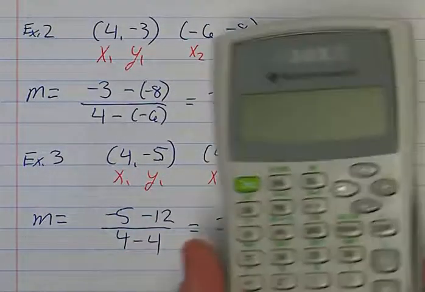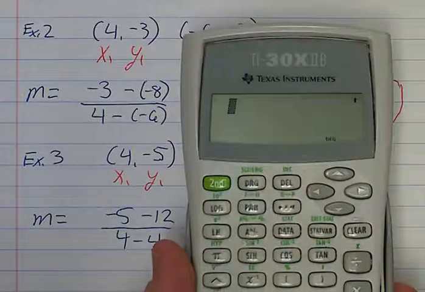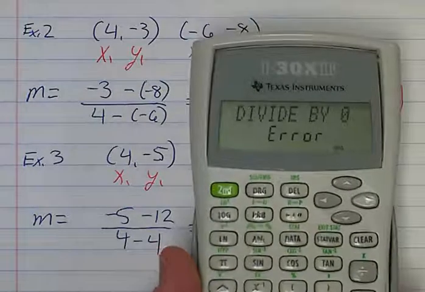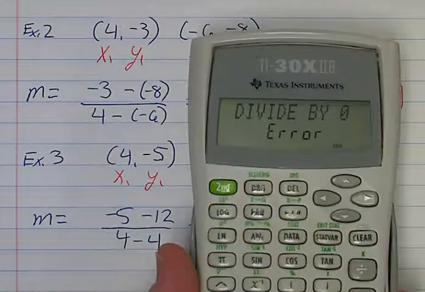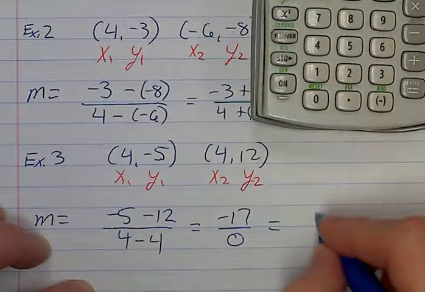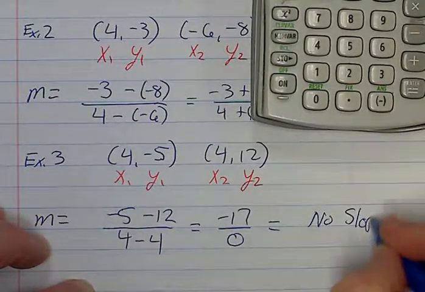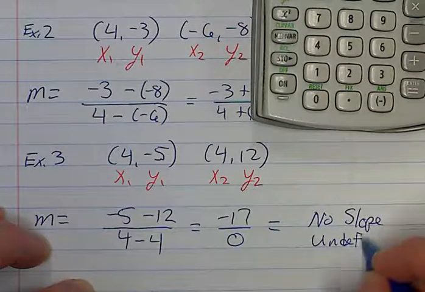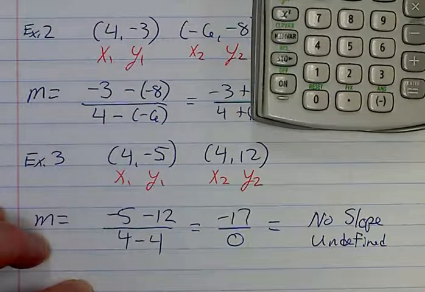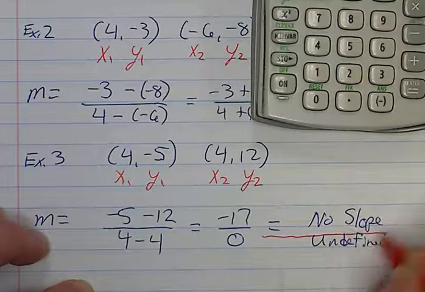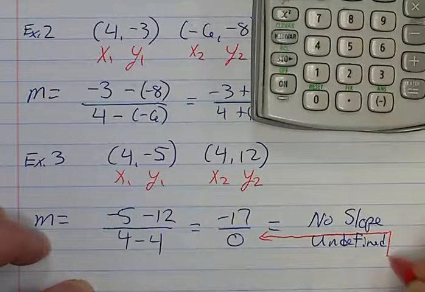Take that fraction and put it in your calculator. It's -17 divided by 0. It says, hey, you can't do that. That's an error message, which for this one, you can say one of two things. That's either no slope, or in some cases they'll call that undefined. And that's always going to be the case when 0 is on the bottom.